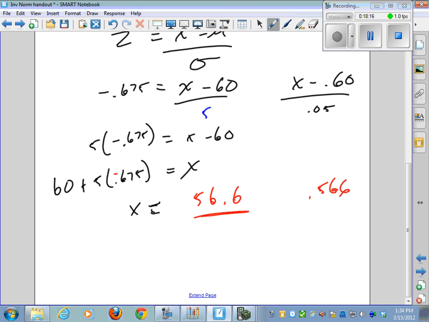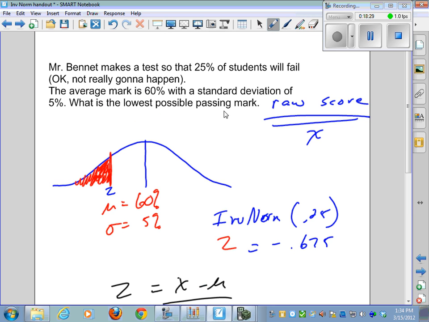But on the very off chance that it comes up. Okay? So this tells me that if I say everybody fails if you get less than 56.6, what percent of kids should fail? 25%. So do you see how it's the opposite of shade norm? Does that sort of kind of make sense? Sort of kind of? Okay.